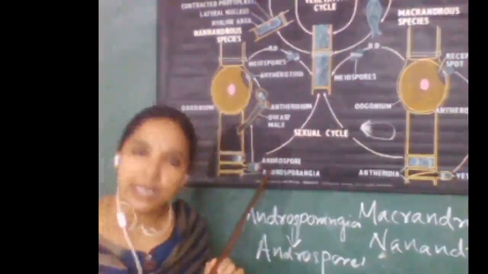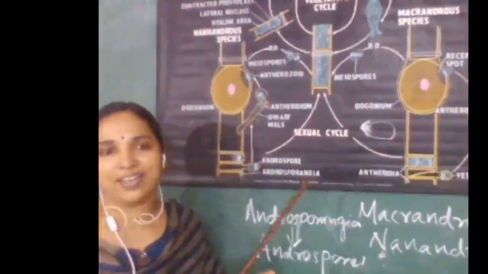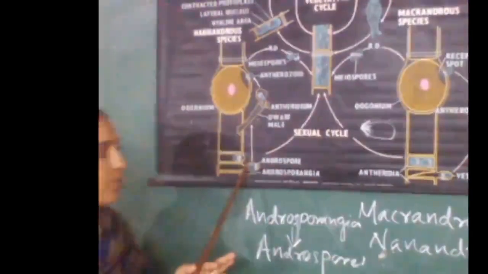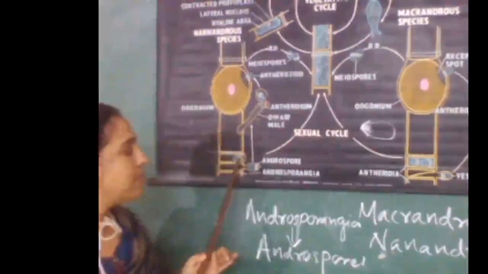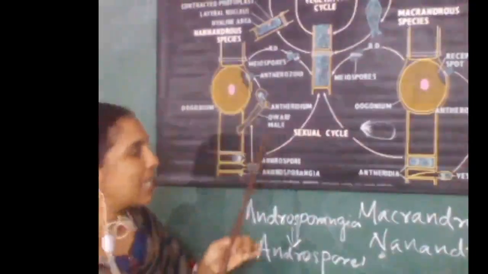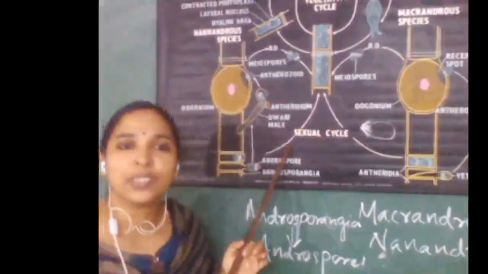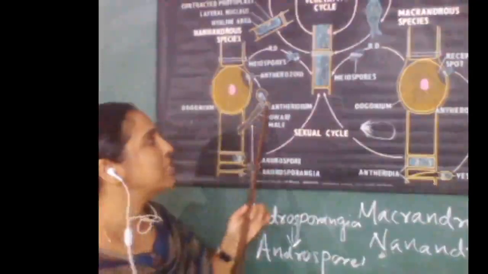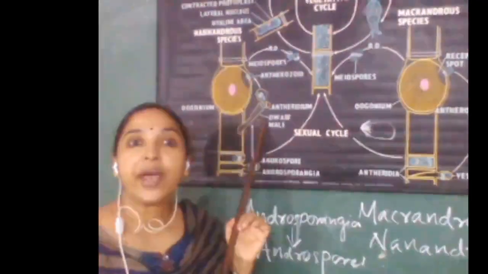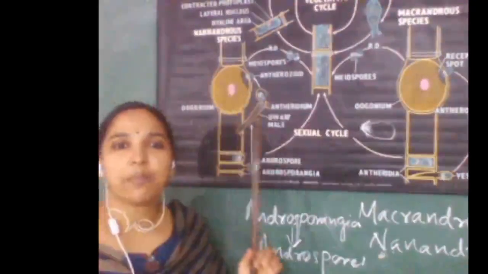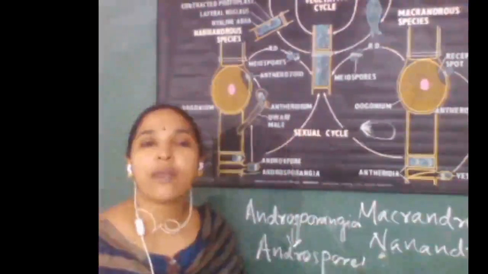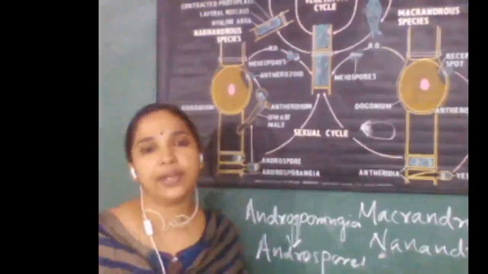Androspores are also multiflagellate like Antheridia. Clear? They are motile. Now these androspores liberate out from this cell. They germinate and produce the dwarf filament known as what? Nanandria. Clear? So, androspores germinate and form a dwarf filament called Nanandria.